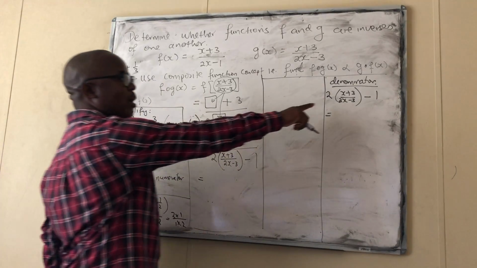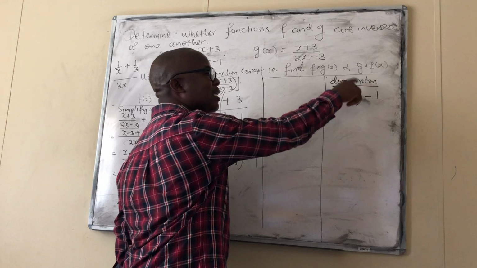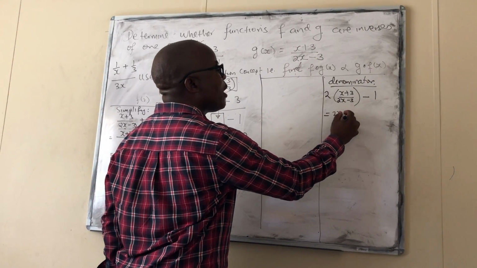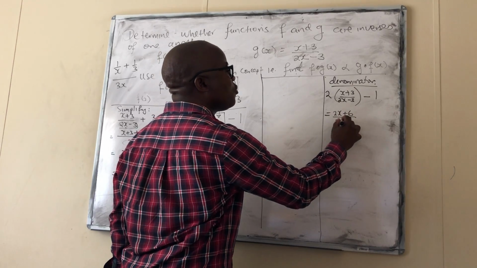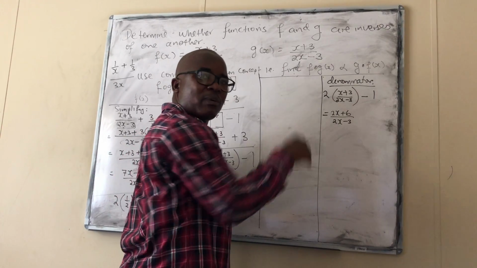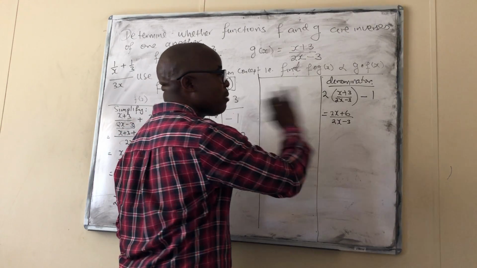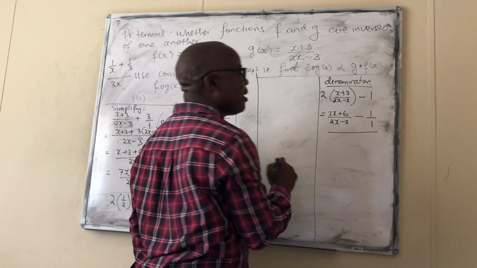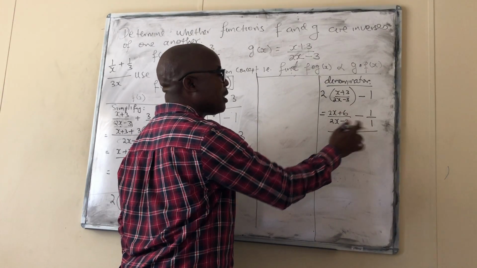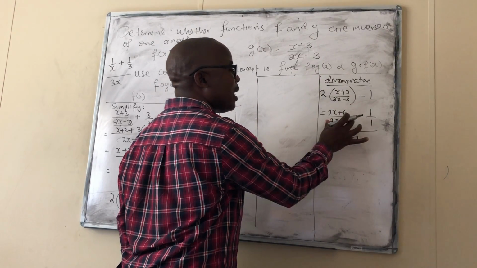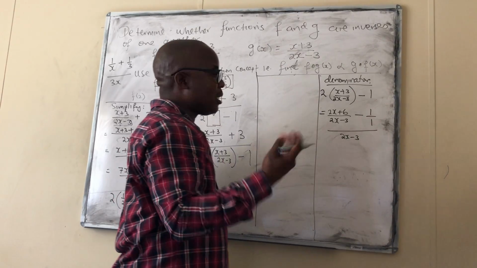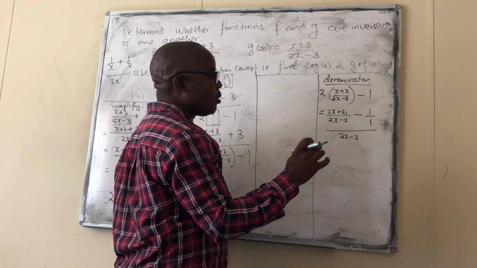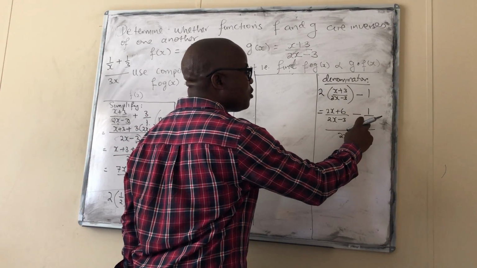Same applies to this one here. When I have 2 outside, there is a fraction, I only multiply the numerator. So this will be 2x plus 6 all over 2x minus 3. This 2 does not multiply both top and bottom. It only multiplies the numerator. This is minus 1 over 1. And then here, you look for the lowest common denominator. It is this term here. 1 does not affect anything because you multiply these 2. If there are variables involved, to get the lowest common denominator, you multiply the denominator by this denominator.